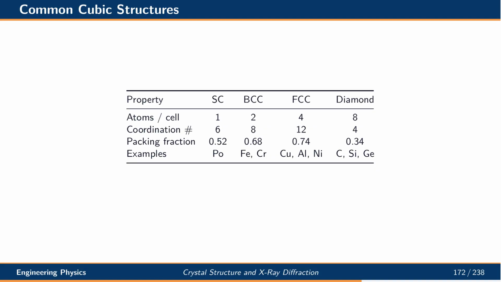The most common cubic structures have different packing efficiencies. Simple cubic has 1 atom per cell, coordination 6, and a packing fraction of 0.52. Body-centered cubic has 2 atoms per cell, coordination 8, and packing fraction 0.68, and includes iron and chromium. Face-centered cubic has 4 atoms per cell, coordination 12, packing fraction 0.74, with examples like copper, aluminium, and nickel. Diamond structure has 8 atoms per cell, and an open packing of 0.34, found in carbon.